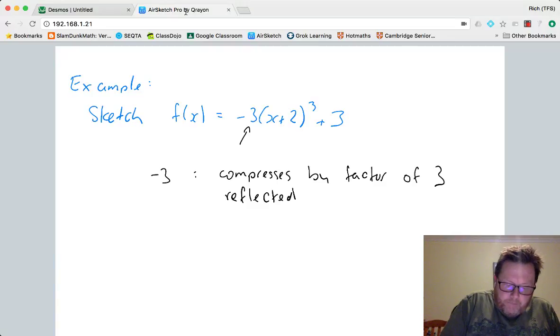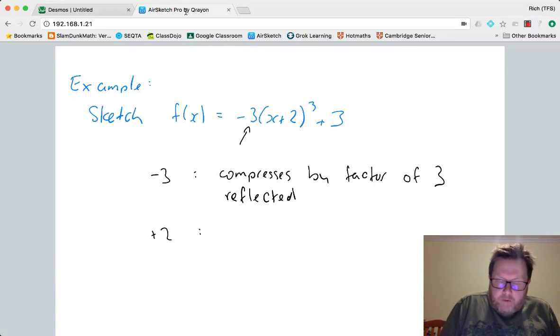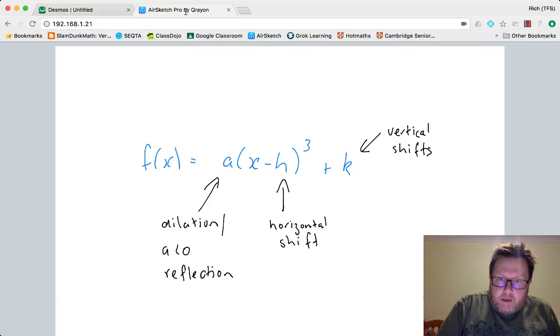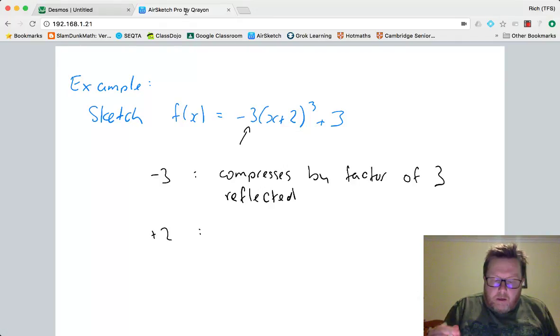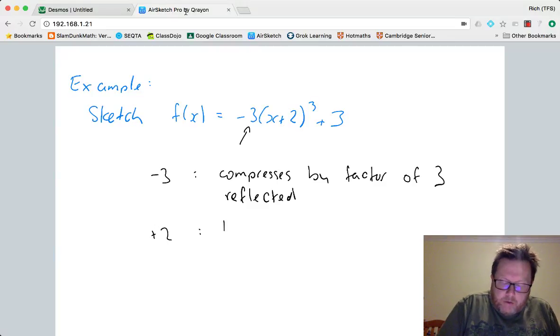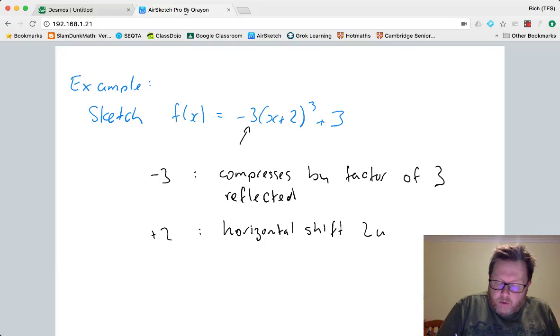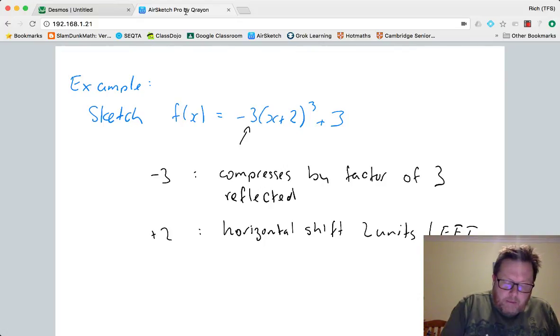The plus 2. Okay, if you remember, I'll just quickly switch over to the other one. If you remember that the form is x minus h, so in x plus 2, I've got x minus -2. And so if you think about it like that, the negative, that's actually a -2. So it goes to the left. Okay, so it's a horizontal shift or horizontal translation, 2 units left, and the +3 at the end there. So we've done that one. Now we're looking at +3.